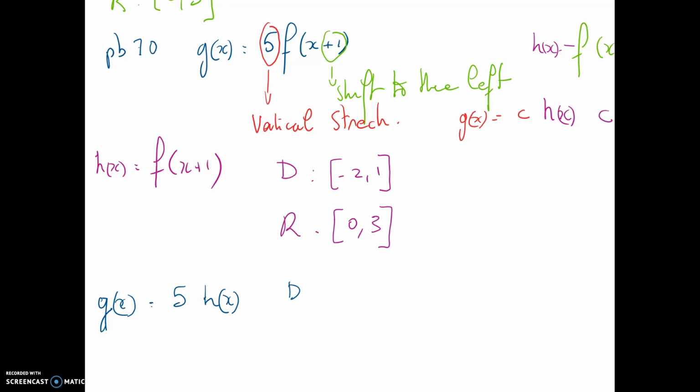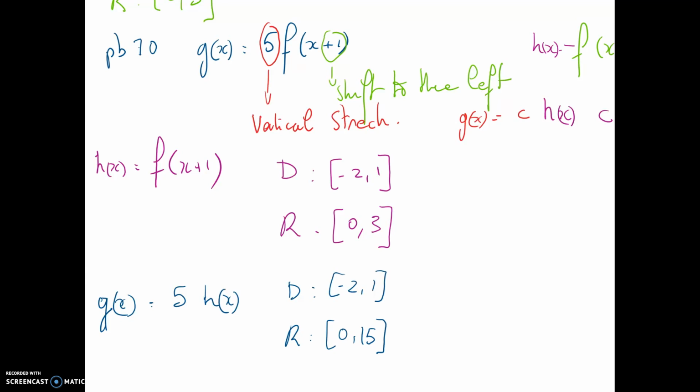So in that case, the domain of this function g of x, which is 5 times f of x plus 1, is going to be -2, 1. But for the range, all the values of y are going to be multiplied by 5. Therefore, 0 multiplied by 5 is going to be 0. Good. But 3 multiplied by 5 is going to be 15. All right. And it's a bracket, so let me write a bracket.